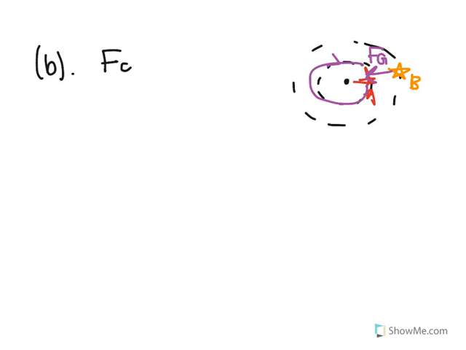So we have to keep that in mind, and because of that, the centripetal force of star A is equal to the gravitational force of star B. Now we need to determine what Fc is equal to and what Fg is equal to.